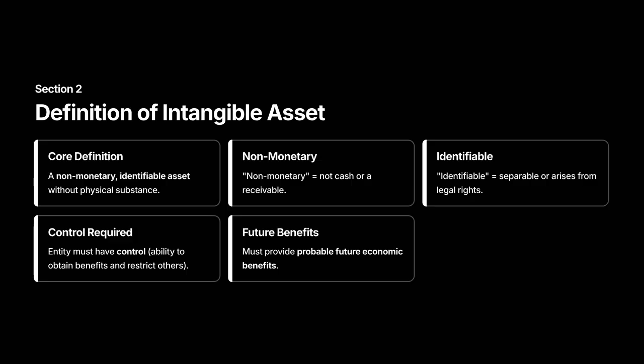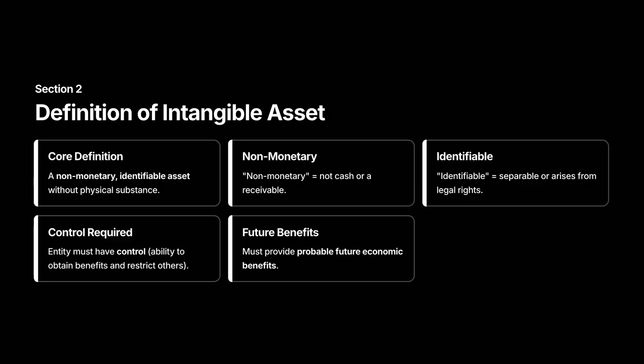2. Definition of an intangible asset. An intangible asset is defined as a non-monetary, identifiable asset without physical substance. Let's break that down. Non-monetary means it's not cash, not a receivable, and not a financial instrument. Identifiable means it can either be separated and sold or arises from legal or contractual rights.